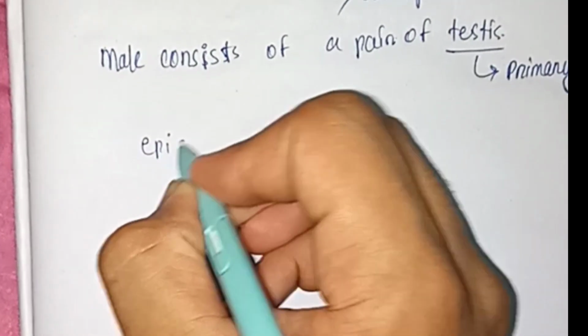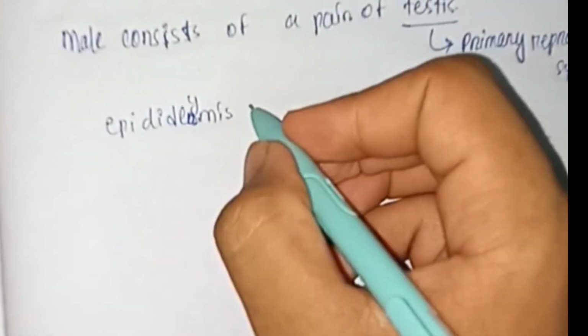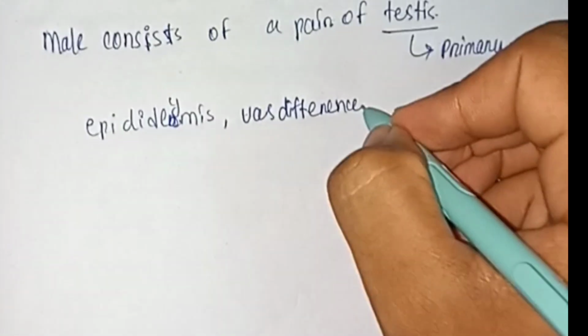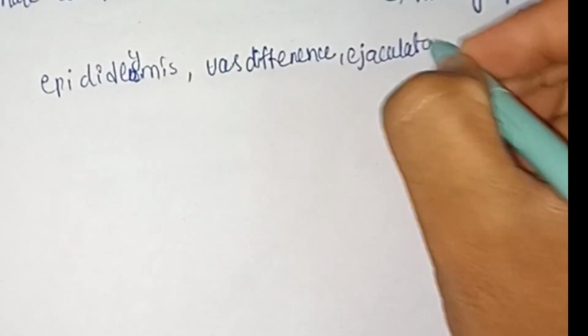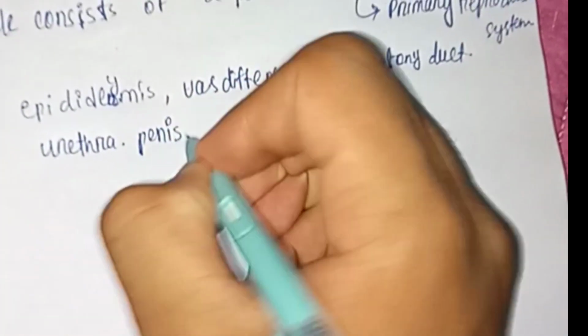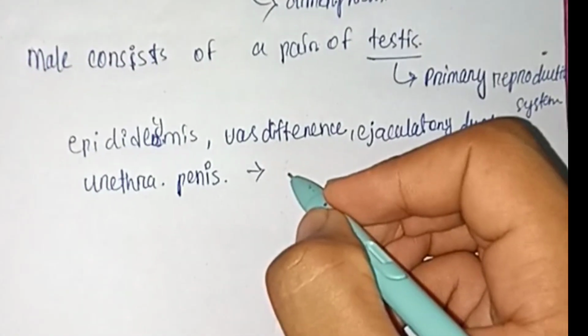Human male have different organs like epididymis, vas deferens, ejaculatory duct and urethra, and the penis. And these are called accessory organs.